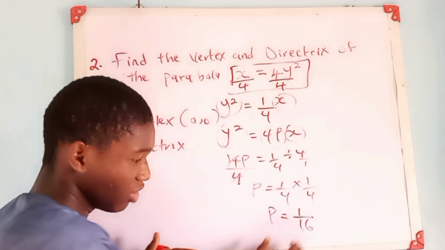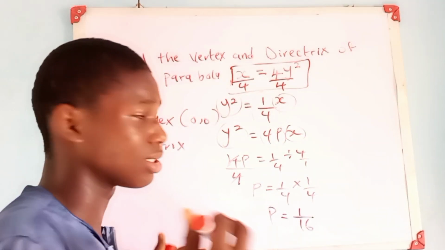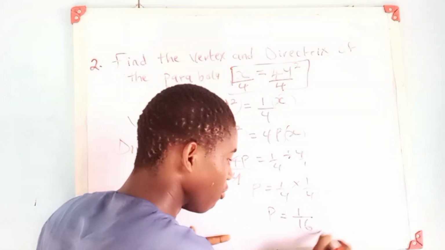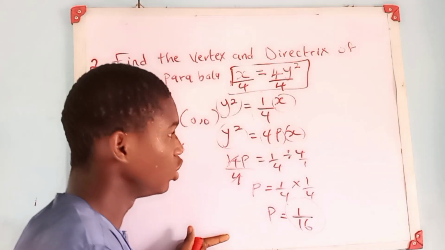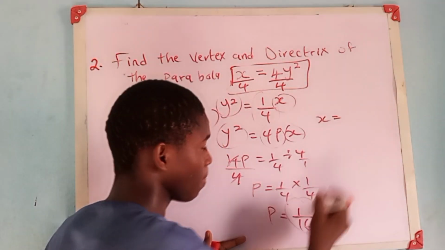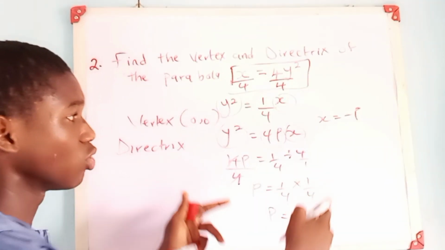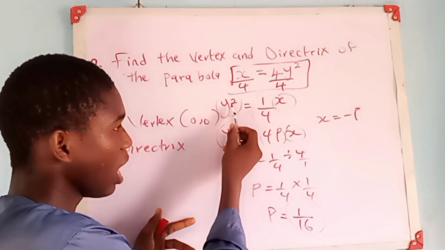So now, since you are getting your p as 1 over 16, and I'm looking for the directrix. Now, what is directrix? Directrix is the negative of your p. So the equation to the directrix is going to be x equals to minus p. That's the equation to the directrix. My x is going to be equal to minus p, because my y is the one carrying the square.